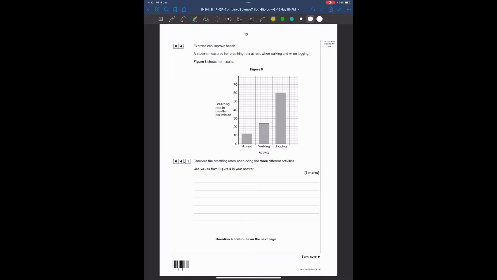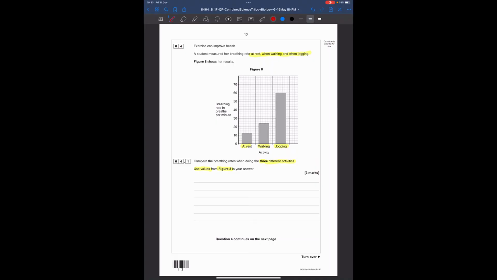Okay, so moving on to question number 4. Exercise can improve health. A student measured her breathing rate at rest, when walking, and when jogging. Figure 8 shows her results. So if we take a moment just to look at this graph carefully, you've got at rest, walking and jogging, and you've got the breathing rates in breaths per minute. Compare the breathing rates when doing these 3 different activities. Use figures from figure 8 in your answer.